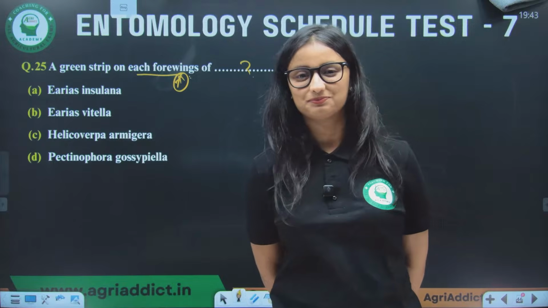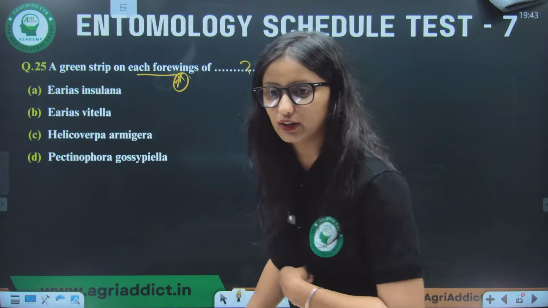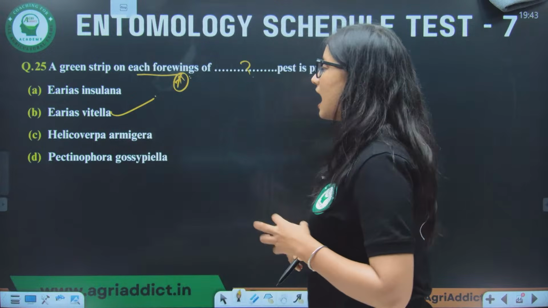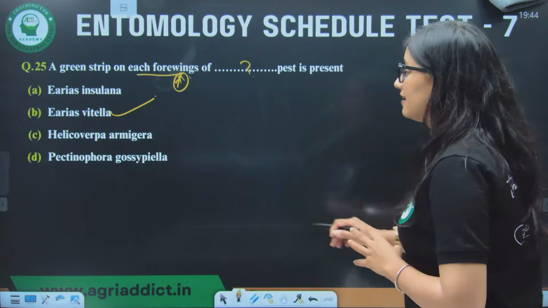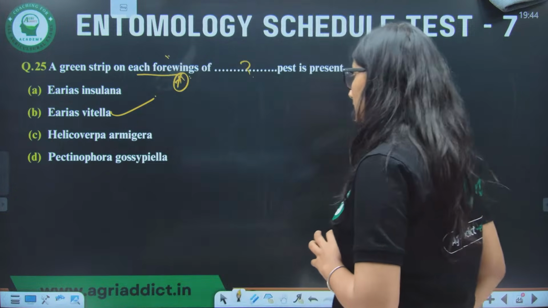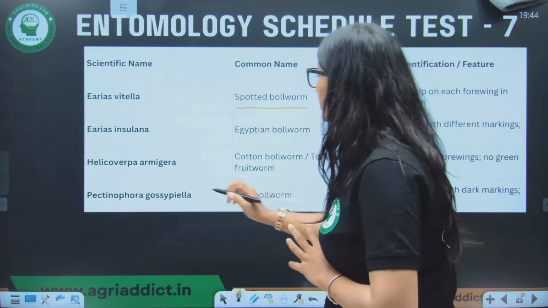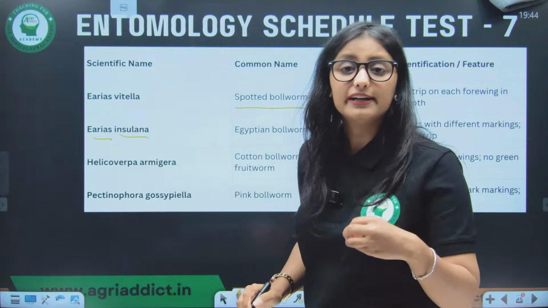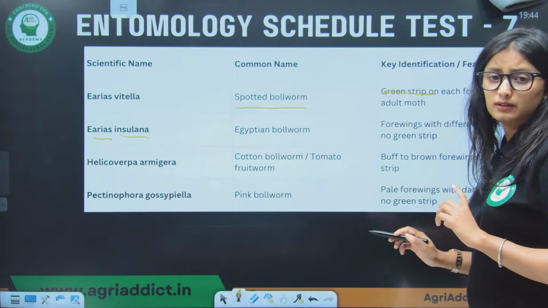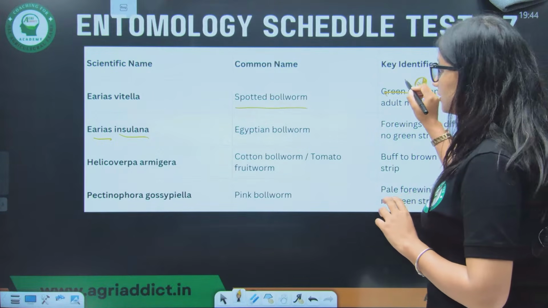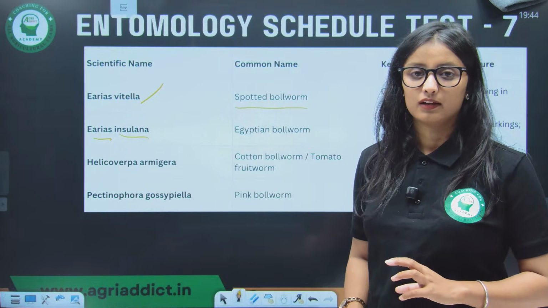Identification feature. Very good, Arun Kumar. B is the correct answer. Earias vittella is the correct answer. So it has green stripes on the forewing. Spotted bollworm it is. And what about this? Earias insulana. It also has markings on the forewing but of a different color. Green stripe is typically present only in Earias vittella. This is the characteristic symptom. Is it clear now?